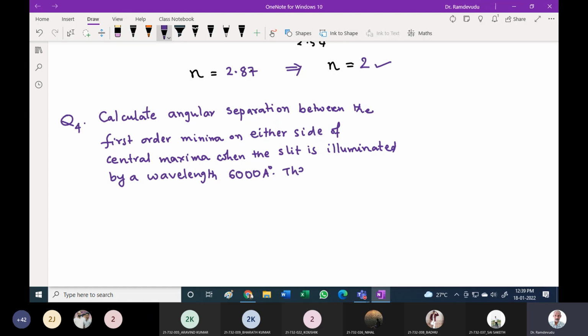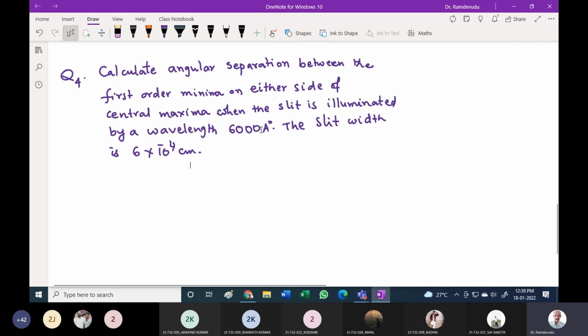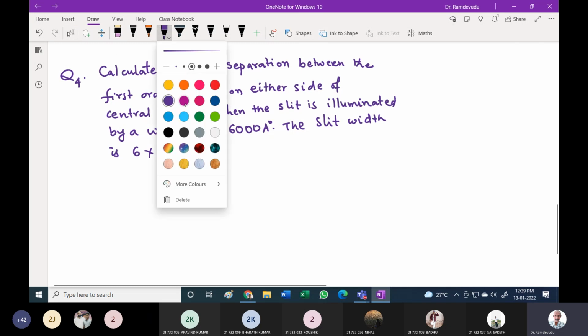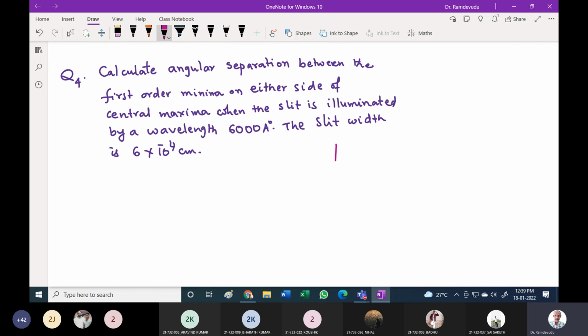The width of the slit is 6 into 10 to the power minus 4 centimeter. Okay, this is the given problem. Now he is asking to calculate the angular separation. To understand this, I have a single slit. This is the line. This is the screen I am taking. This is the 0 order, or we call it the central maximum.